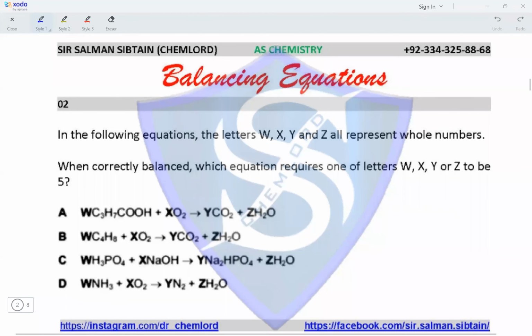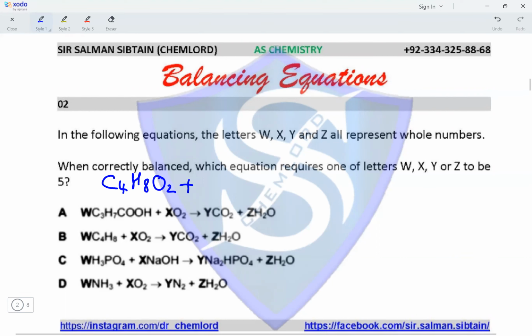Question 2. In the following equations, the letter W, X, Y, and Z all represent whole numbers. When correctly balanced, which equation requires one of the letters W, X, Y, or Z to be 5? So let's start with C3H7COOH. So this would be in total C4, H would be 8, and O2.